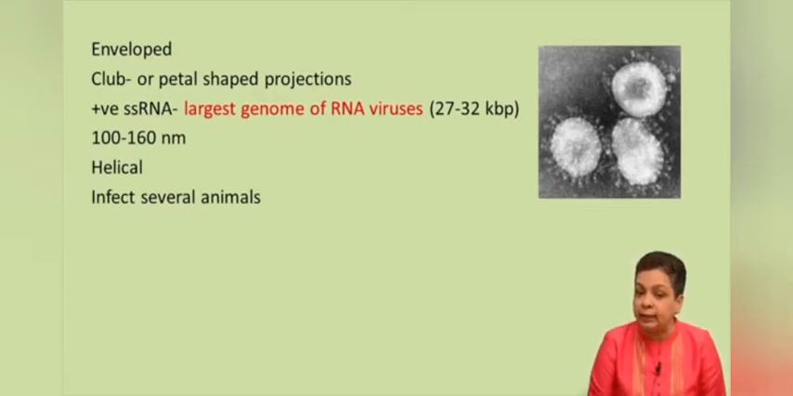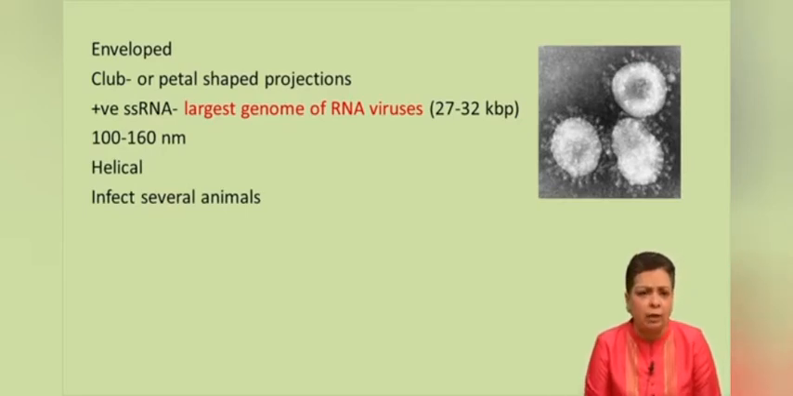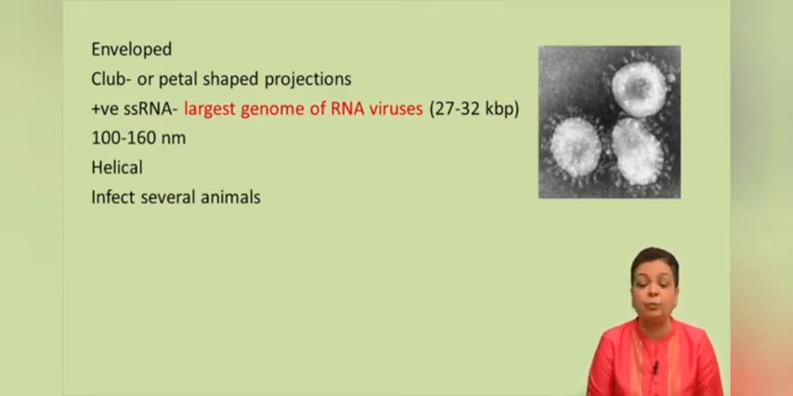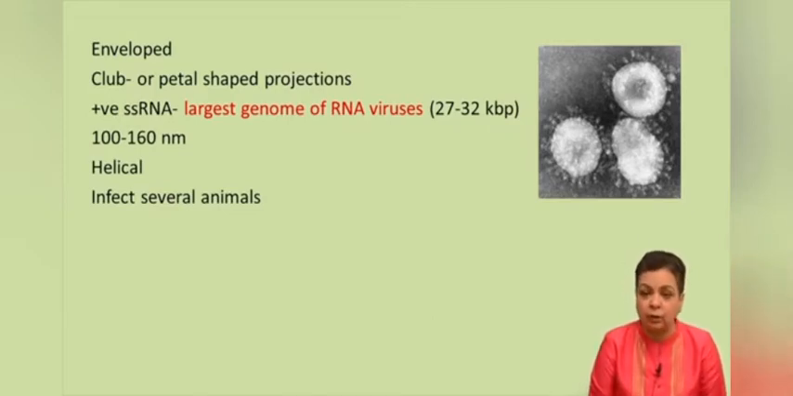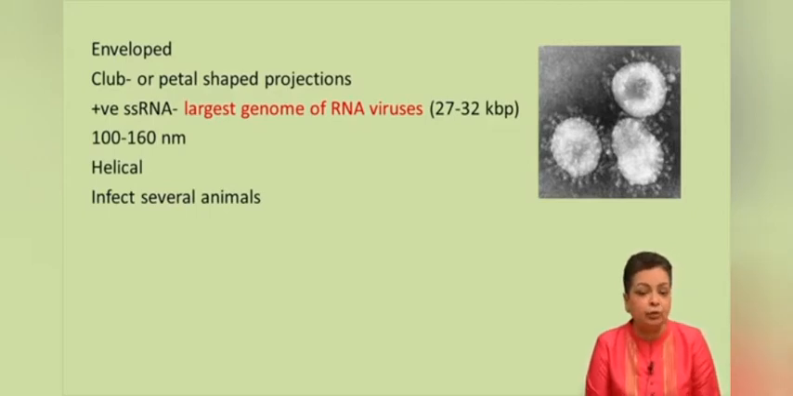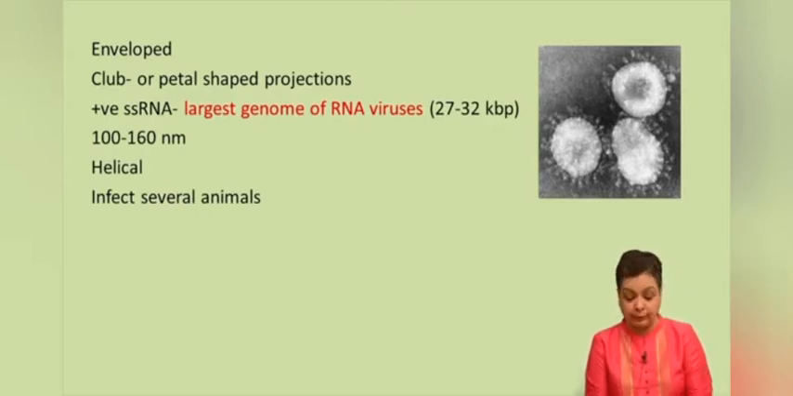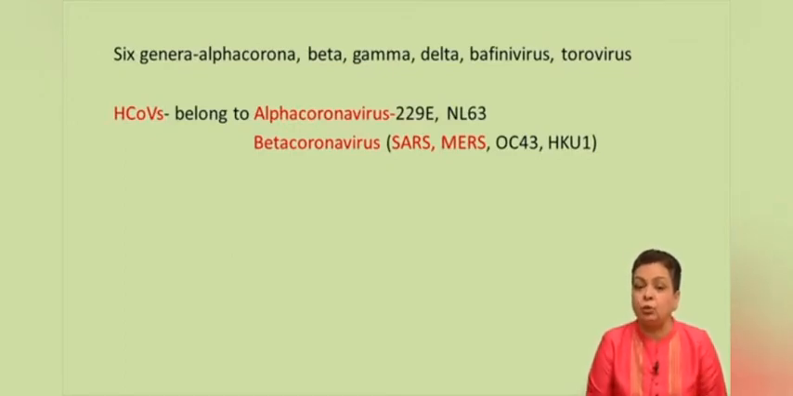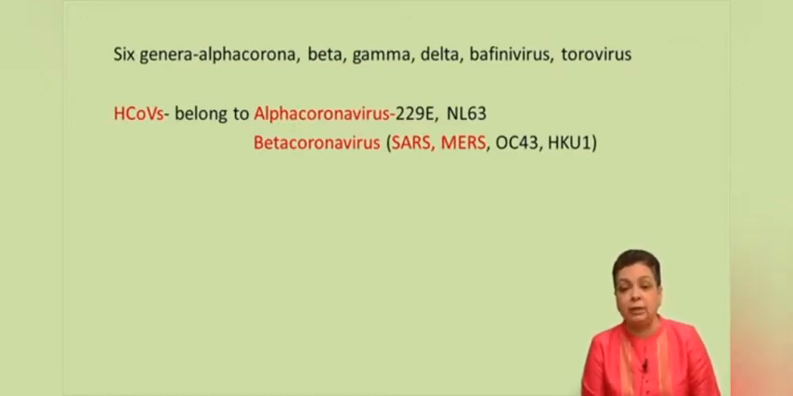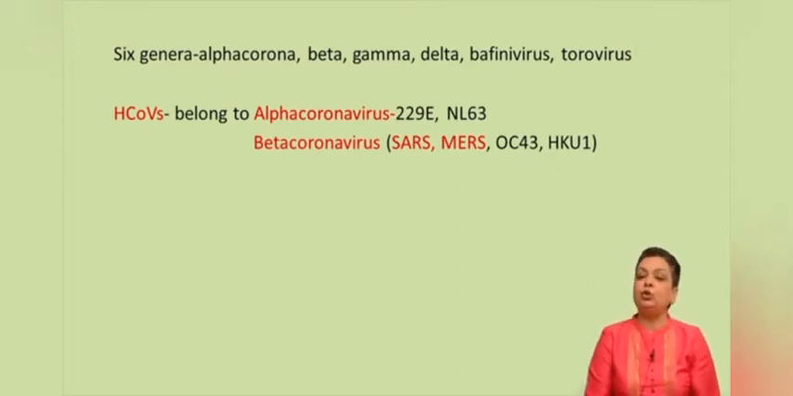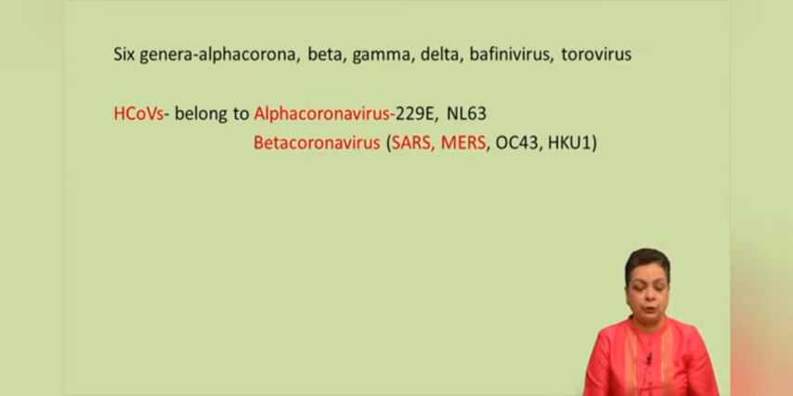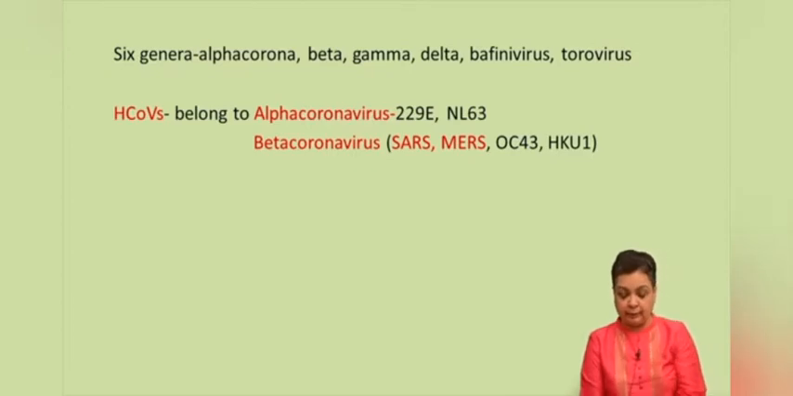They have a positive single-stranded RNA genome, and amongst all RNA viruses, they have the largest genome, 27 to 32 kilo base pairs in size. The size of the virus is 100 to 160 nanometers. They have a helical symmetry and they can infect several animals. Amongst the 6 genera, coronaviruses contain alpha, beta, gamma, delta, Bafinivirus and toroviruses. Human coronaviruses belong to the alpha and beta coronavirus genera. 229E and NL63 belong to alpha, and SARS, MERS, OC43 and HKU1 belong to the beta coronaviruses.